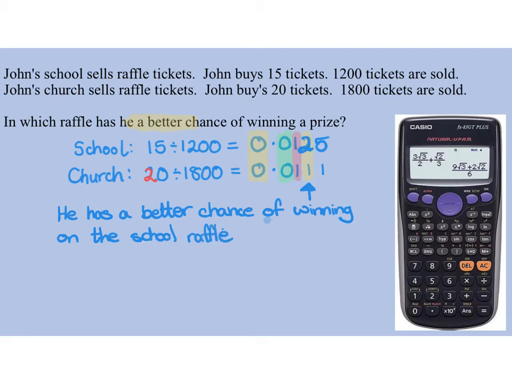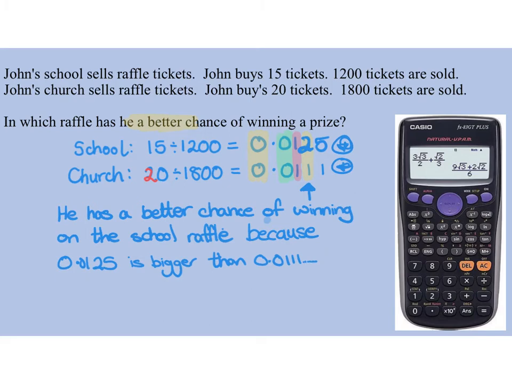Okay, so I've done half of it. He has a better chance of winning on the school raffle. That's just half the answer. Now we've got to use both of these two numbers in my answer. He's got a better chance of winning because 0.0125 is bigger than 0.0111. There were lots of ones, so I'll just show that there. So you stop the video if you need to get that down.